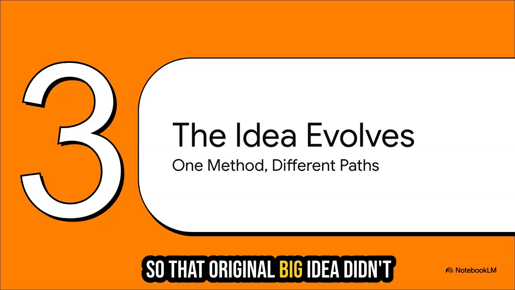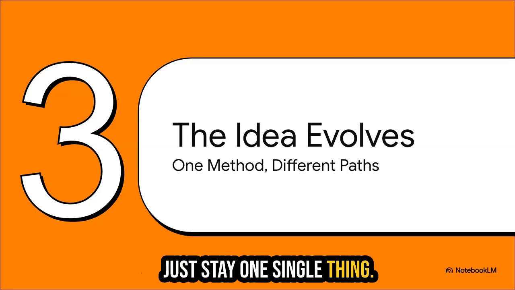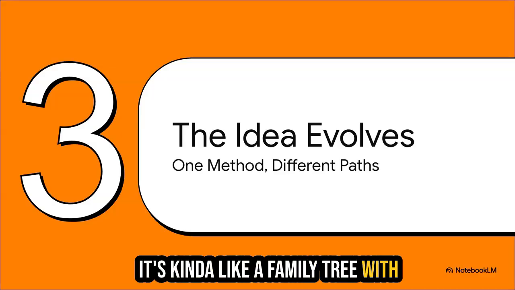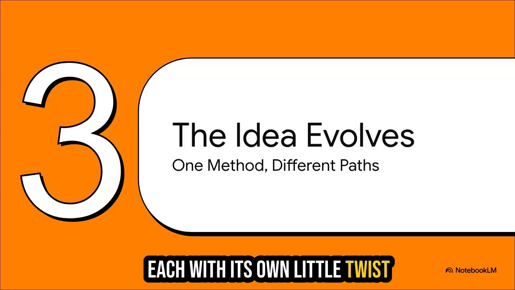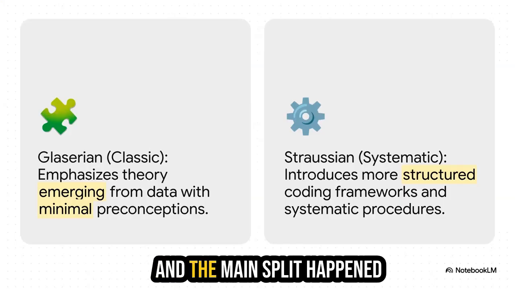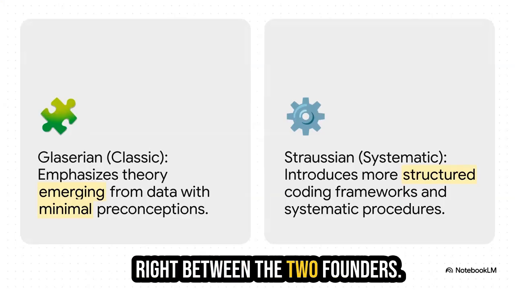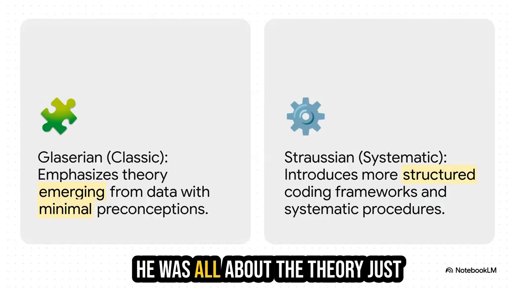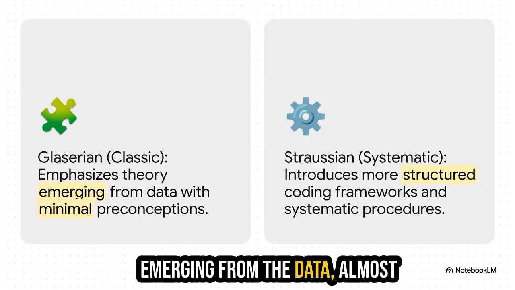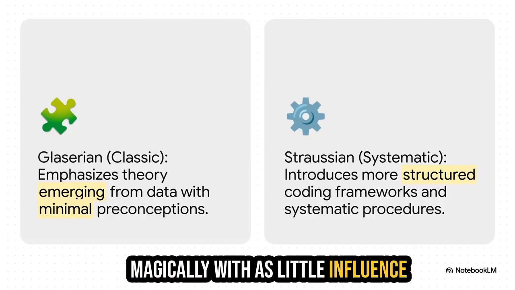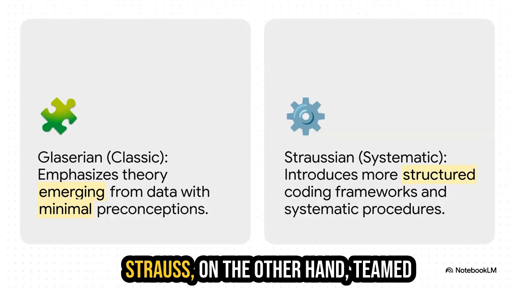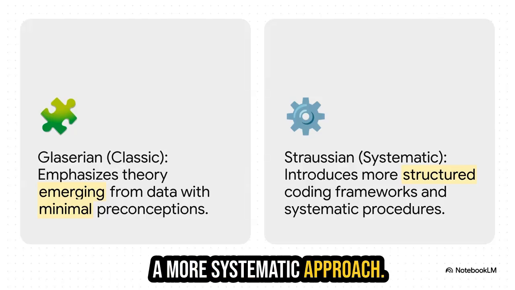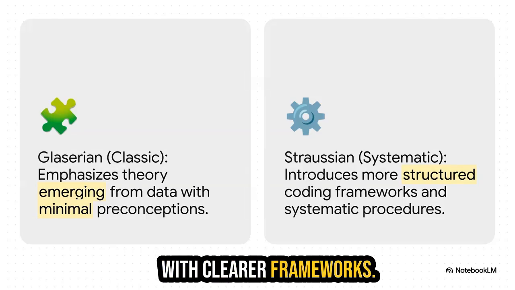Right, so that original big idea didn't just stay one single thing. Over the years, grounded theory actually branched out. It's kind of like a family tree with different schools of thought, each with its own little twist on the original philosophy. And the main split happened right between the 2 founders. Glaser, he stuck to what's now called the classic approach. He was all about the theory just emerging from the data, almost magically, with as little influence from the researcher as possible. Strauss, on the other hand, teamed up with Juliet Corbin and developed a more systematic approach. It's a bit more structured, with clearer frameworks.